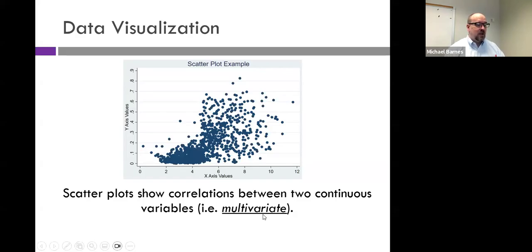So scatter plots show correlation between two continuous variables, which again is a visual representation of the kind of regression analysis we've seen before for multivariate analysis.